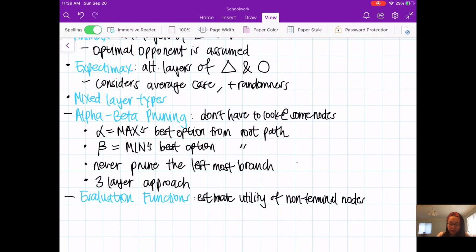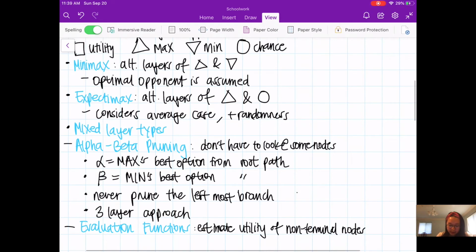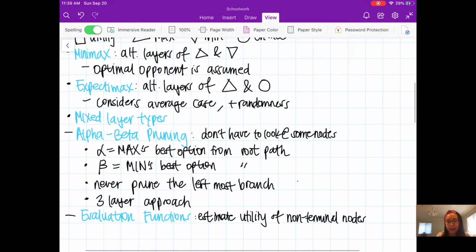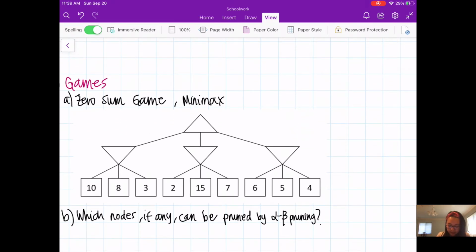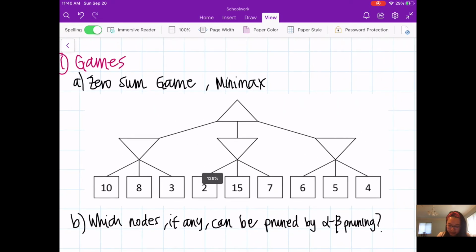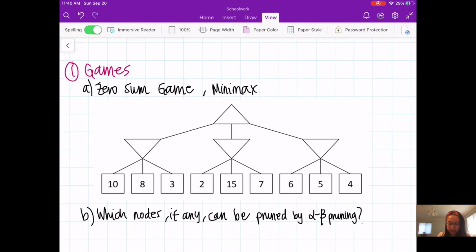Cool. So now we are done with our mini lecture, and we're just going to dive straight into problem 1. So in part A, we are given this zero-sum mini-max game tree, and you can tell because you have the max node, the upward facing triangle on the top, and then the 3 minimum nodes in the next layer. Cool. So in part A, we just want to fill out the values for this tree.